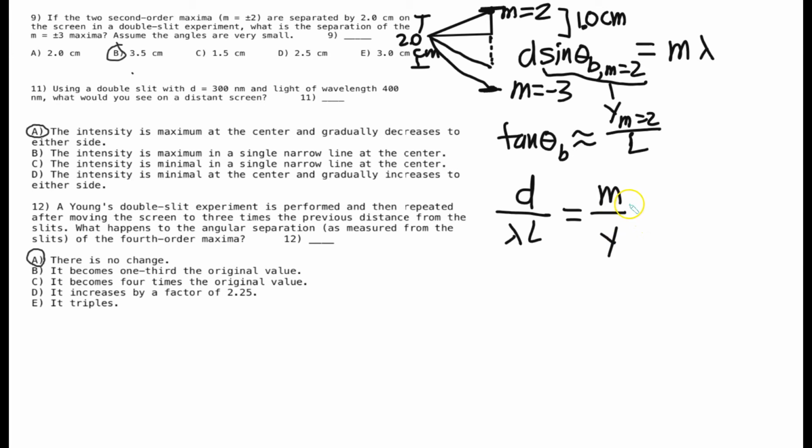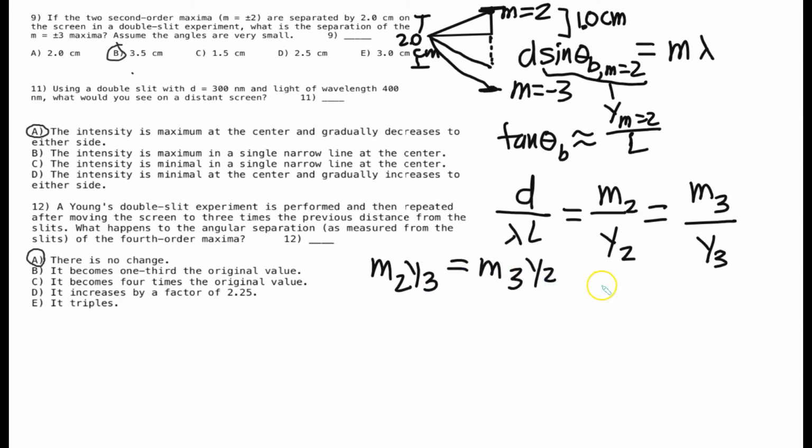So you could say m in the first situation over y in the first situation is equal to m in the next situation over y in the second situation. And we just have a ratio. We're just looking for y3. There's a couple ways to do this, but we could cross multiply. So we've got m2 y3 is m3 y2. So y3 is m3 y2 over m2.